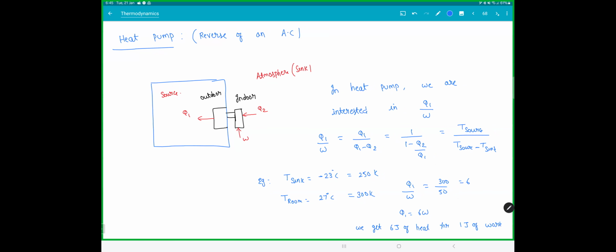So this way you can reduce the electricity bill in a much better way. 600% efficiency. But in real life, you have around 300 to 400% efficiency. That's much better, isn't it? At least your bill will be reduced by 1/4. So this heat pump is something which is a pretty common phenomenon in cold countries.